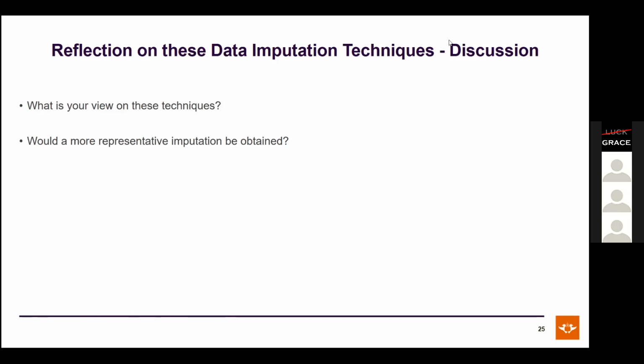So we're basically asking, what is your view on regression methods and multiple imputation? And would a more representative imputation be obtained using these methods?